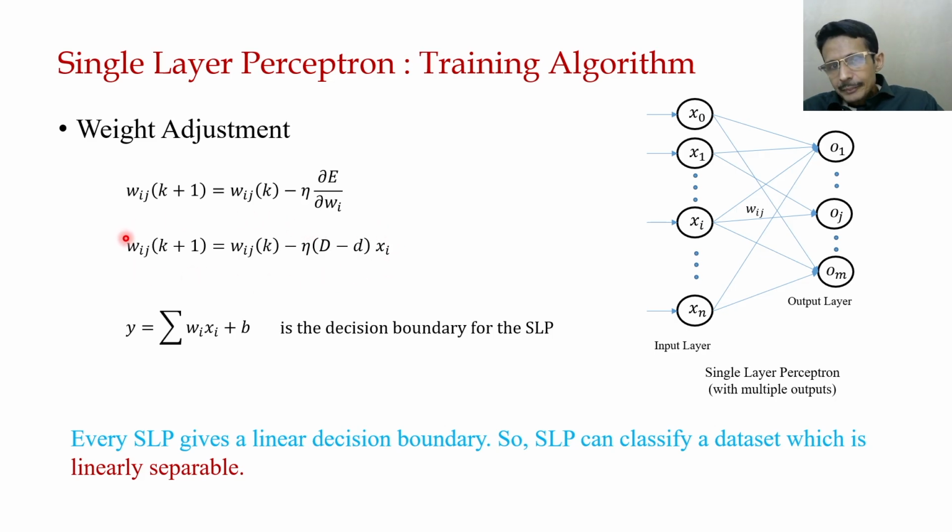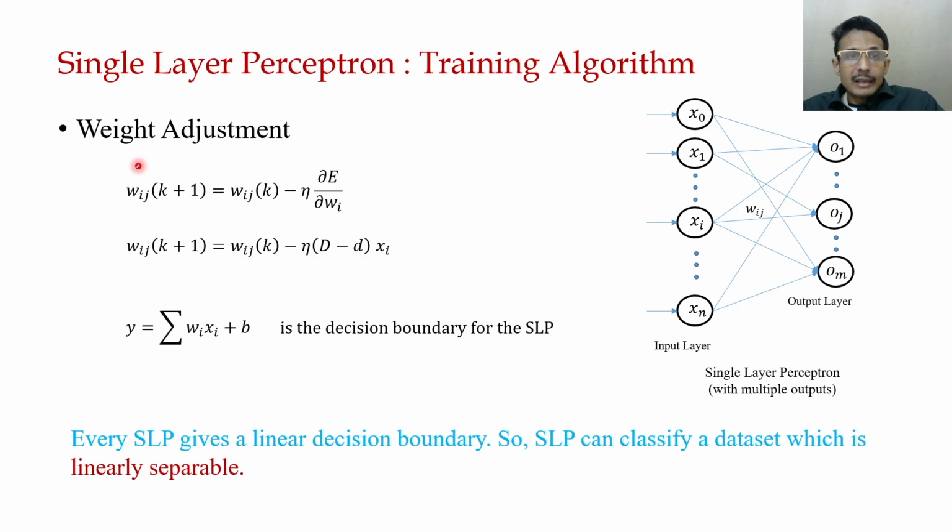And in that case, we get this kind of decision boundary, which is equal to the sum of wi xi plus b. So what does it look like? It looks very much like y equals mx plus c. So it is basically a line for two-dimensional data, if the data are bivariate.